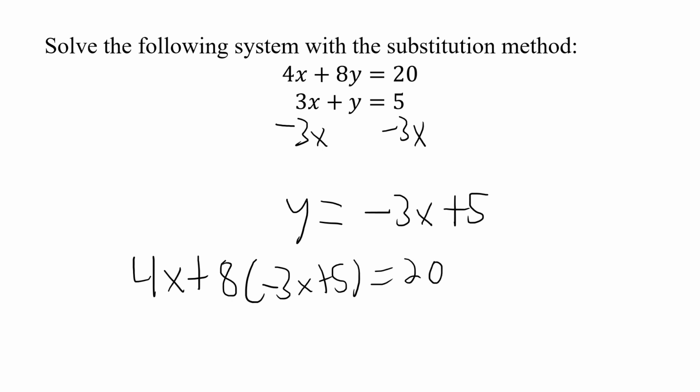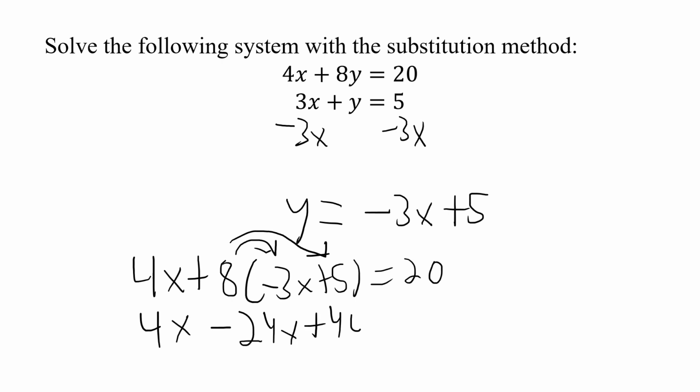All right, so let's distribute that 8. And what we get is 4x minus 24x, because 8 times negative 3 is negative 24, plus 40, because 8 times 5 is 40, equals 20. Now all we need to do is combine our like terms. So 4x minus 24x is just going to be negative 20x.